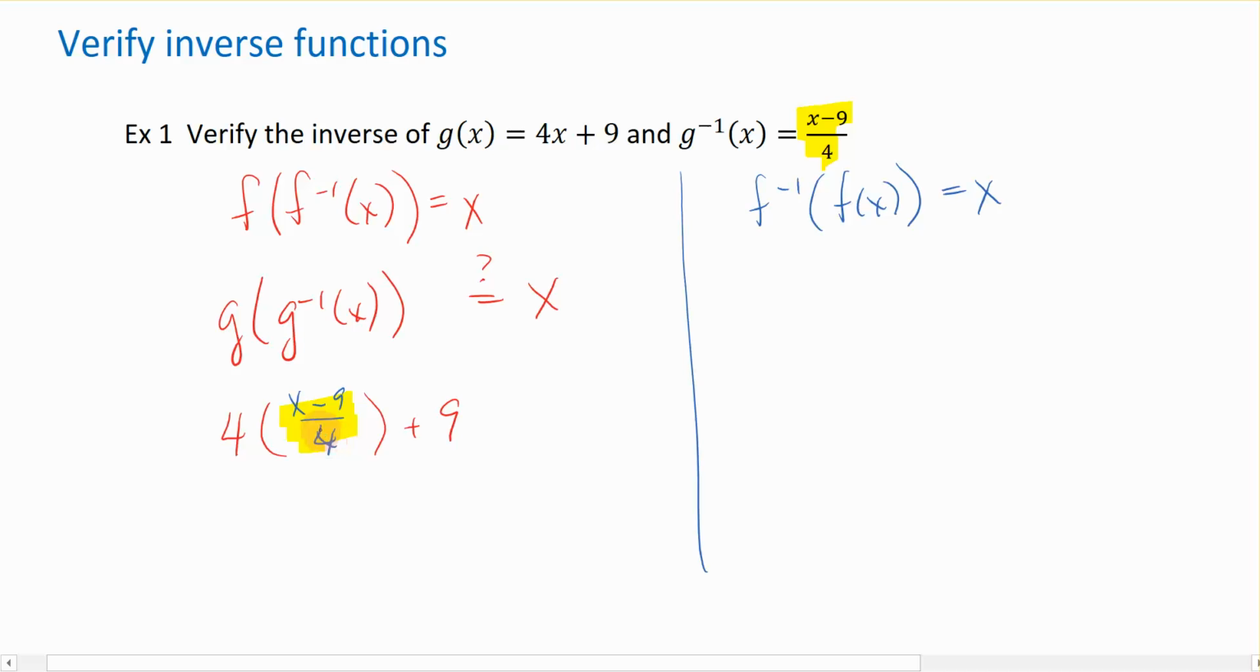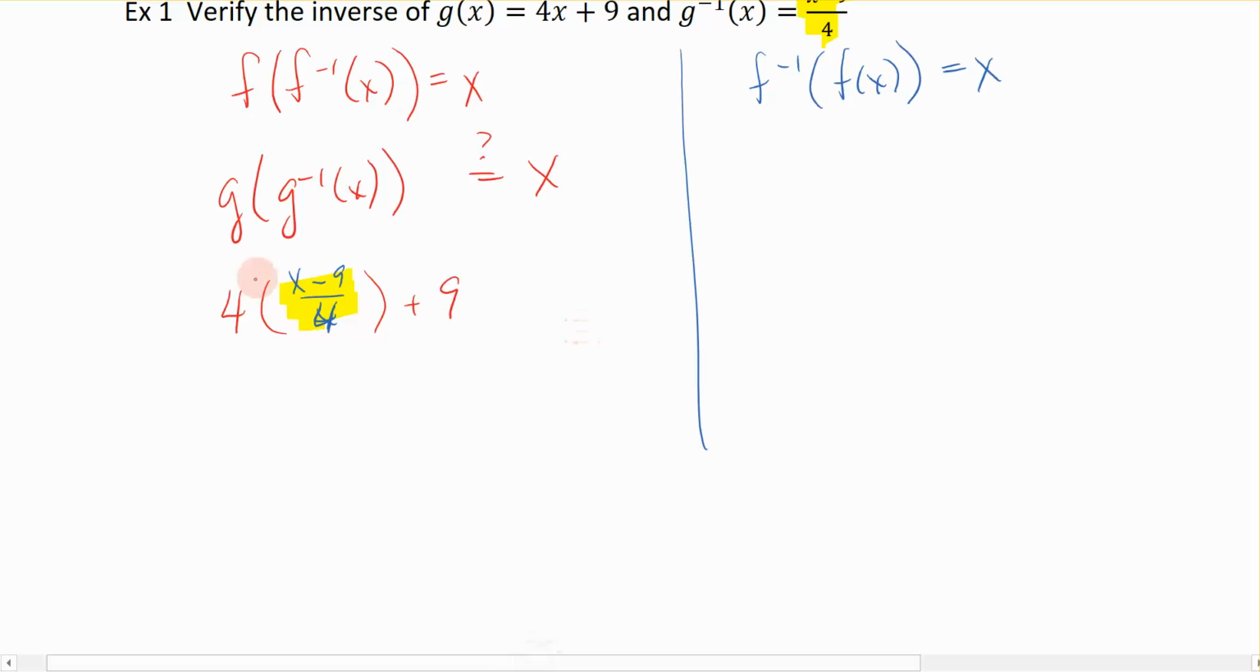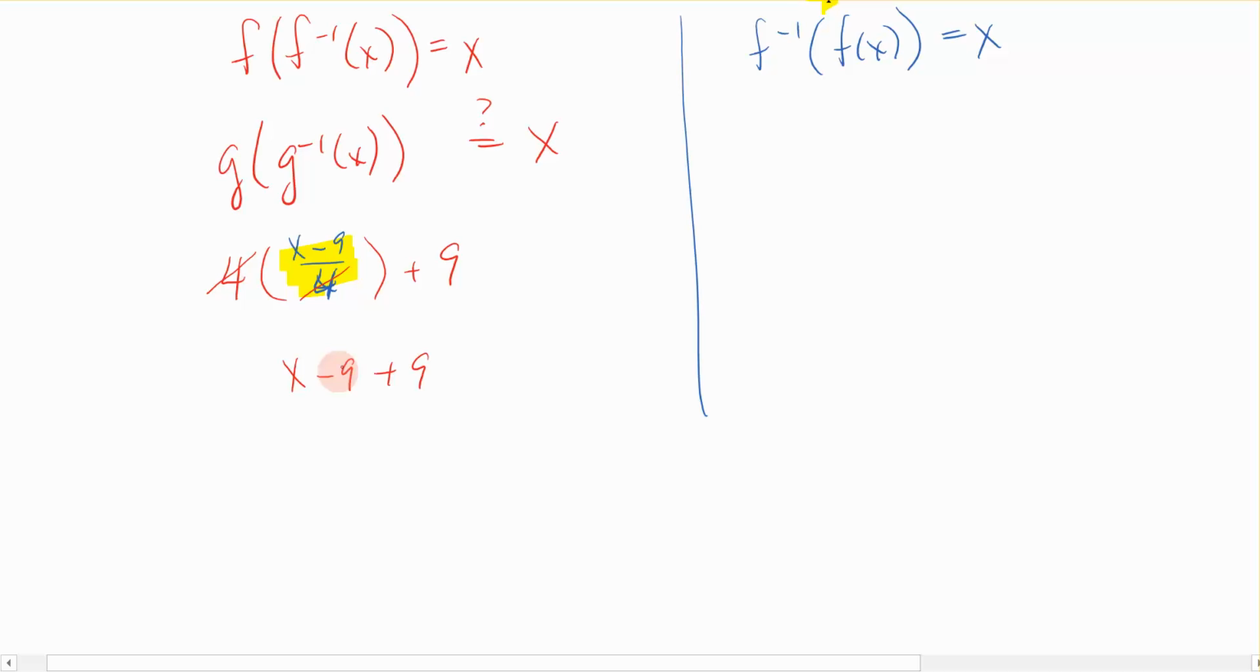Now don't let that fraction bother you, because watch what's going to happen. If I have 4 times this fraction plus 9, the 4 on the outside cancels with the 4 in the denominator there, leaving me with just x minus 9 plus 9, because I'm removing those parentheses. So x minus 9 plus 9 is in fact just x, which equals the x that I'm supposed to come out with. So if I compose g with g inverse, I get x.